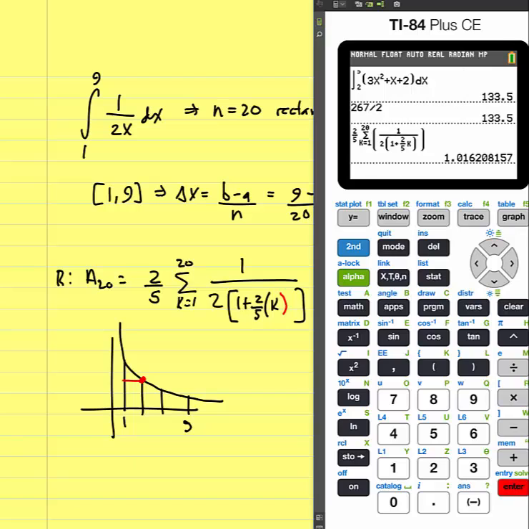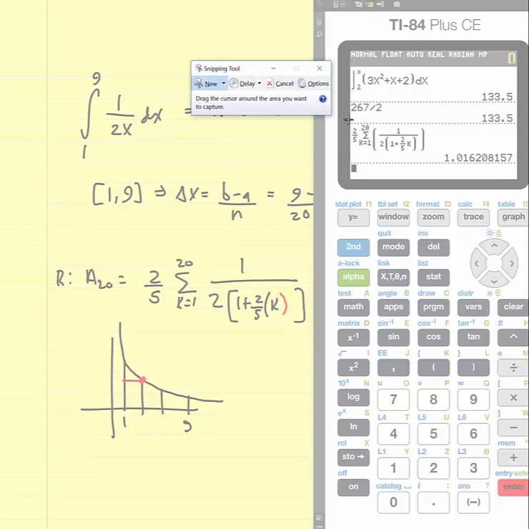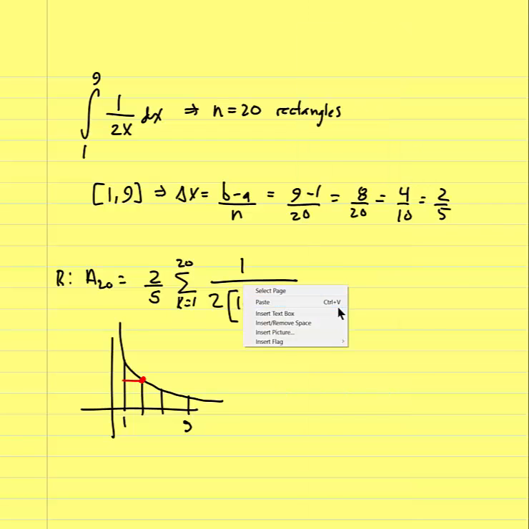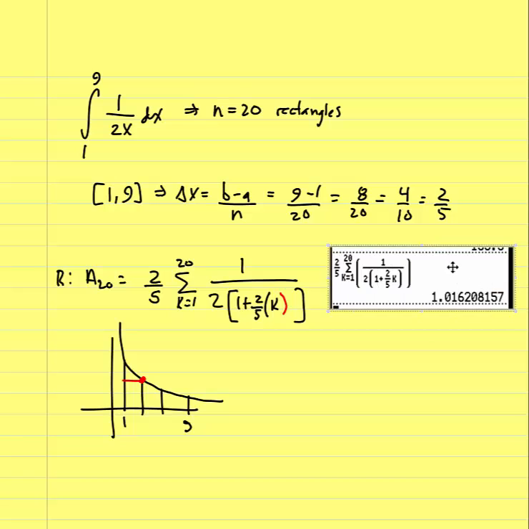And I get 1.01621, and it's usually pretty specific because again we're trying to find area. So let's go ahead and take a screen snip of this and pop it into our lecture. So this would be an example of how you could use a calculator to evaluate these.